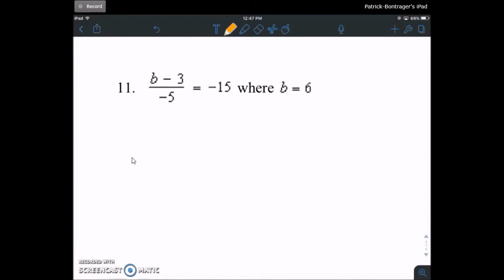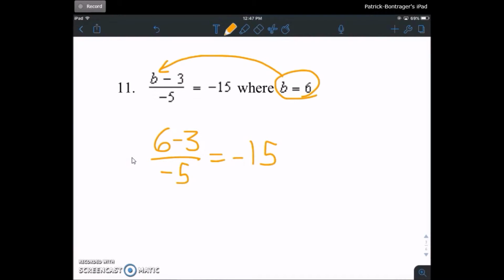Again, same process here. We're going to put 6 in for b and see if the equation is equal. 6 minus 3 over -5 equals -15. 6 minus 3 is 3, so I got 3 divided by -5 equals -15. And -3/5 is not equal to -15. So it is not equal, so it is not a solution.